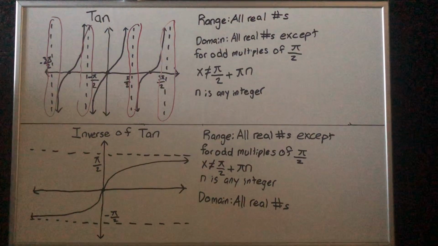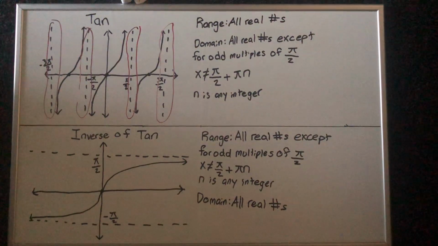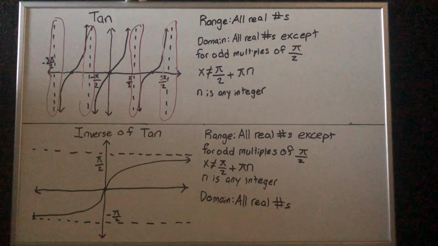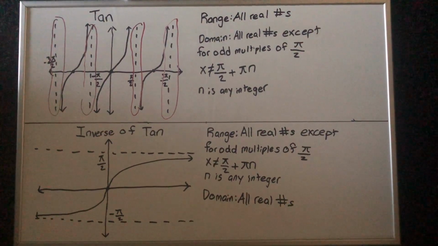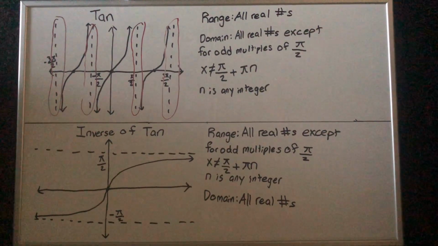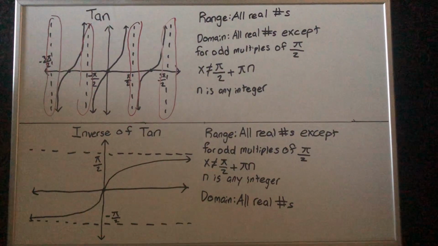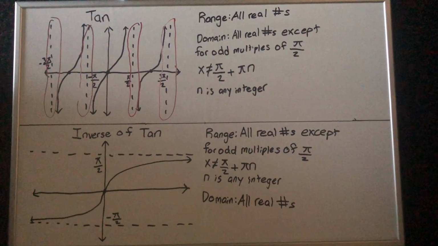For the tangent graph, we see two vertical asymptotes located at negative pi over 2 and pi over 2. The tan graph repeats over and over, so we see multiple other lines and multiple other vertical asymptotes. The range is all real numbers, but the domain is all real numbers except for odd multiples of pi over 2. One thing to know is that tan measures the ratio of the y-coordinate to the x-coordinate.